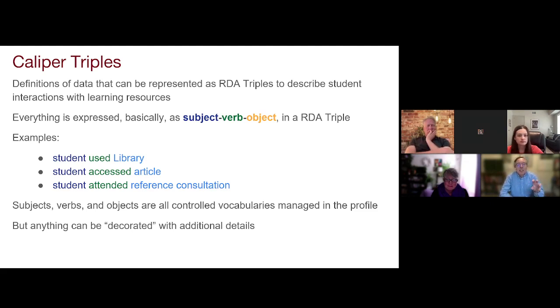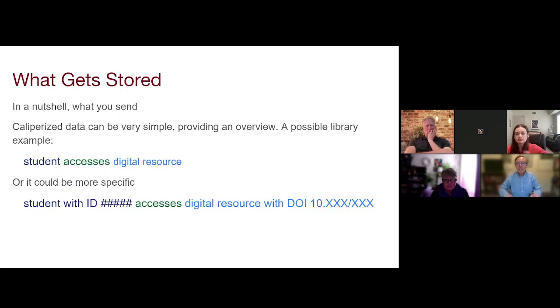So the words that get filled in the profile for each of these, the subject, the verb, and the object, are all in controlled vocabularies. There are set lists of things that you can pick from, so that we can compare across libraries ideally, or even over time within a library. We know who is doing what and what they are doing. And each of these things can be decorated with all sorts of additional details, which are just free text. You can put anything in there you like to augment this.